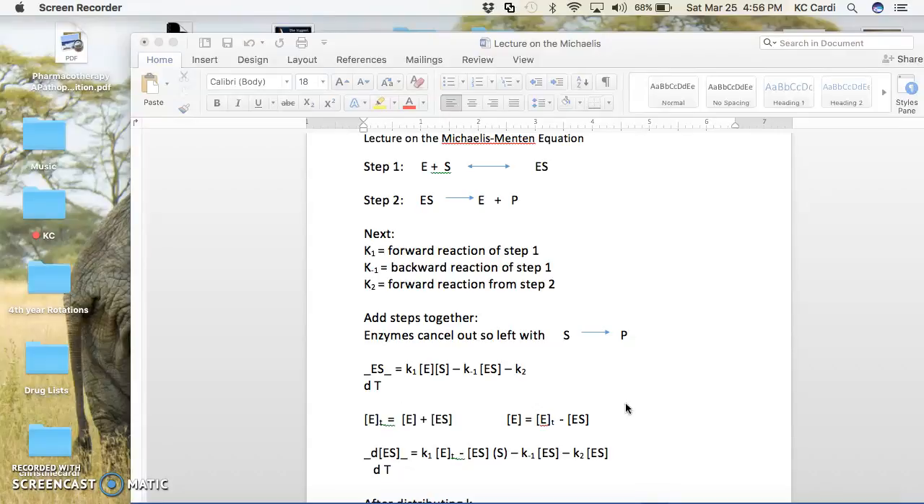Now here you can make a steady state approximation, meaning creation of an enzyme substrate is equal to the sum of all reactions decreasing its concentration. So reaction K1, which creates ES, minus K minus 1, which also consumes ES, minus K2, which also consumes ES, gives a net reaction of 0.